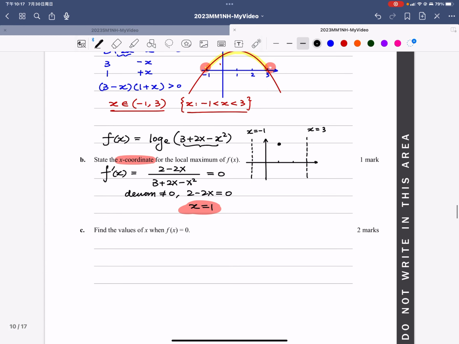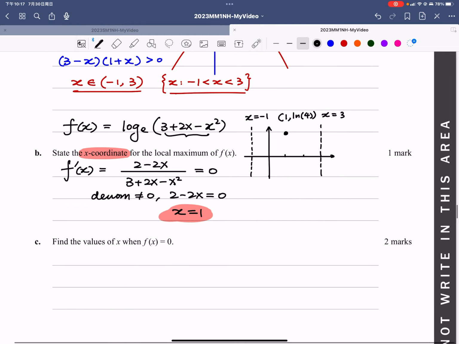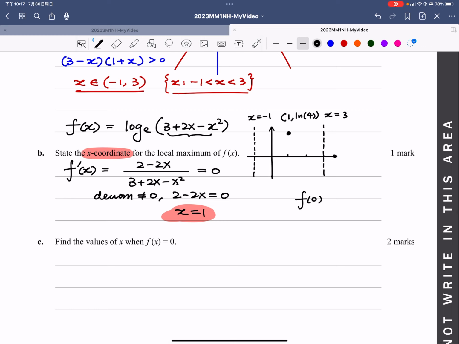Here is a local maximum, 1, natural log 3 plus 2 minus 1, 4. And if I substitute 0, that will be natural log of 3, slightly lower, symmetrical, and it's some sort of graph like that, okay? Bounded between the two vertical asymptotes, but no horizontal asymptote.